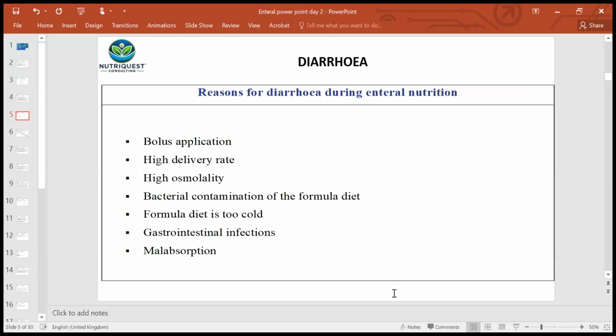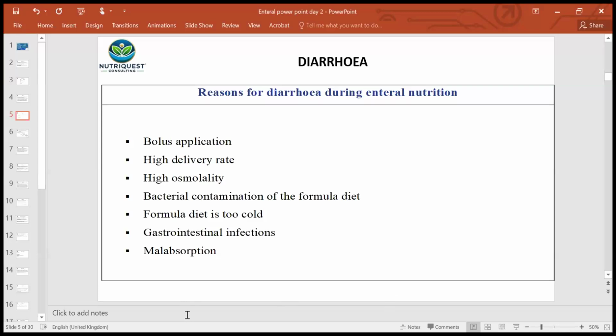So I looked out for reasons for diarrhea during enteral nutrition. What really causes diarrhea for this patient? One of them is what we call bolus application. It's the commonest one, as we looked at it yesterday. If you are feeding the patient via bolus, especially without considering the guidelines of 30 ml per minute, then they are easy victims of having diarrhea.